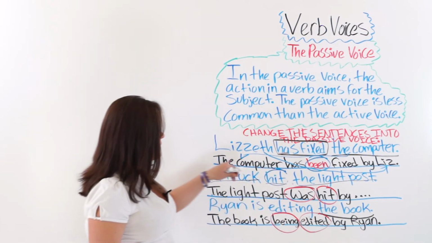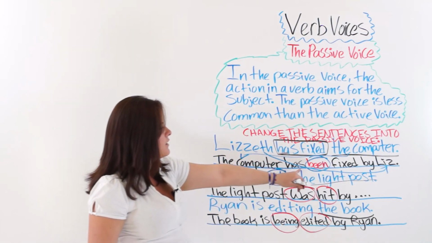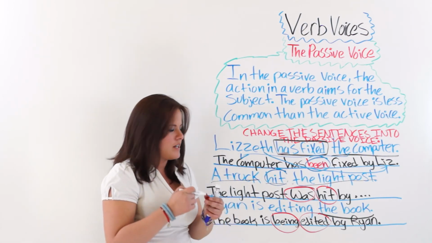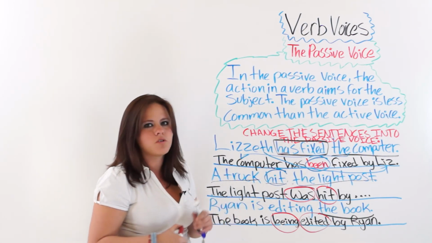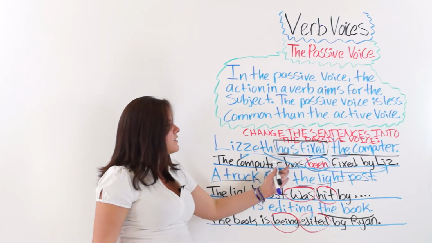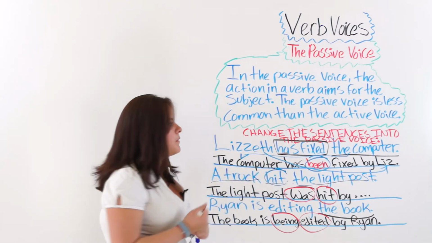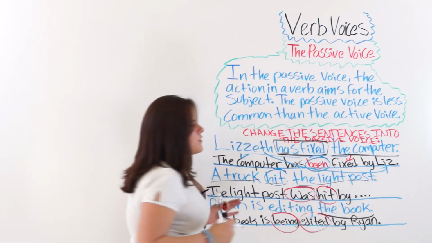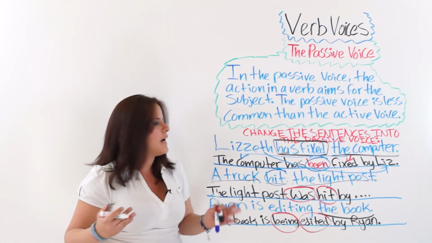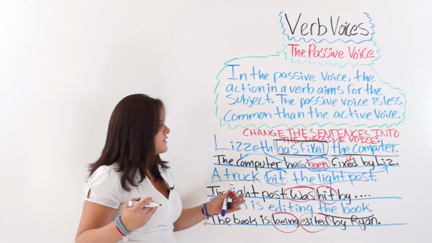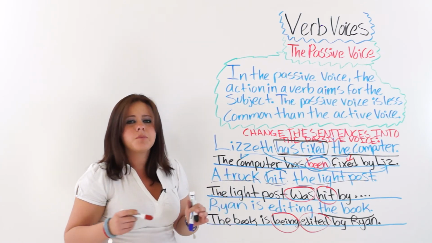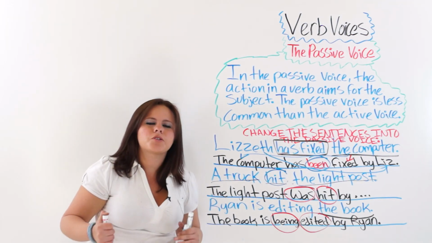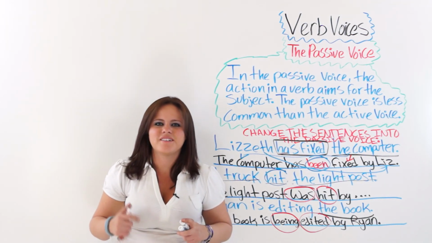And up here, the computer has been fixed. We added been to let you know that it is a participle tense or a perfect tense. In this case, the present perfect tense. But as you can see right here, the verb remains in past participle tense. I hope this is not too confusing. Well, next I will give you some homework so that you can keep practicing. All right, great.